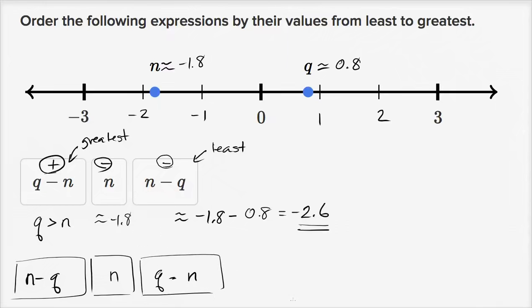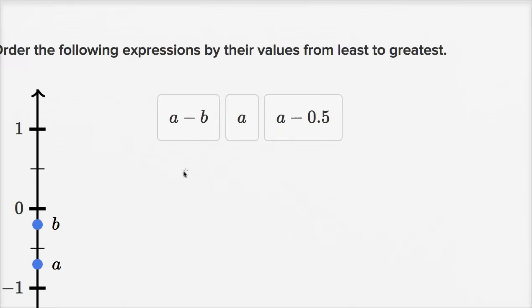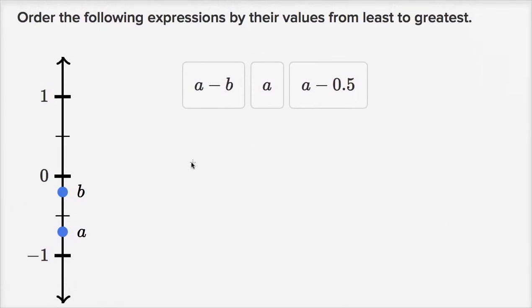And so let's do the next question. Order the following expressions by their values from least to greatest. So once again, same drill, although here each hash mark looks like it's a half, because it takes 2 to get to 1. So this is half, this is negative 1/2 right over here. And we want to compare a minus b to a minus 0.5. You could even think of this as a minus 0, right? That's the same thing as a.